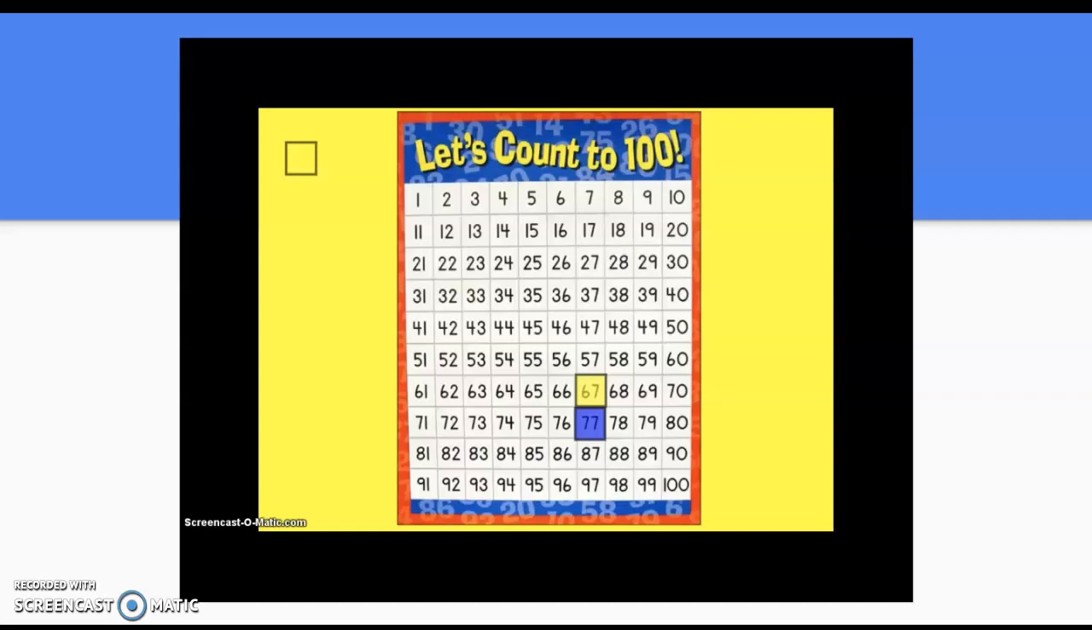You should have said that 87 would be 10 more than 77. So if I'm looking at the number 77 on my 100 chart, 67 would be 10 less, and 87 would be 10 more.